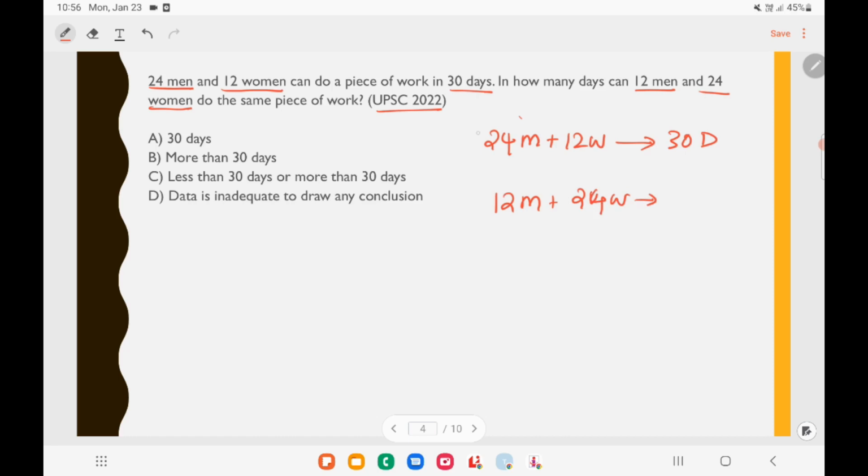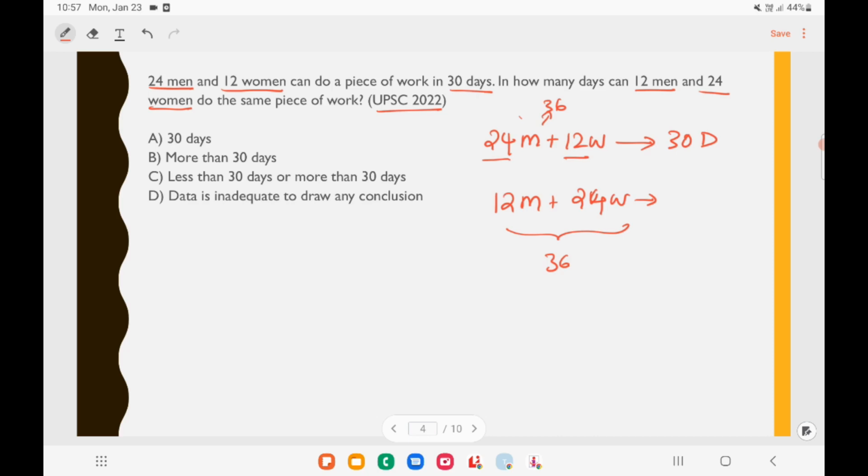Now here we have total 24 plus 12, 36 persons, out of which 24 are male and 12 are women. Similarly, here also there are total 36 people, but here the number of men is less and number of women is more. Here the thing is that in the question it hasn't been given anything about the efficiency. Sometimes men may be more efficient than women, sometimes women will be more efficient than men. Here it hasn't been given anything like that.